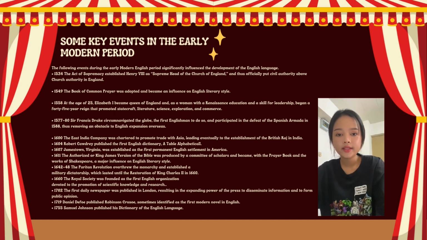1702. The first daily newspaper was published in London, resulting in the expanding power of the press to disseminate information and to form public opinion. In 1719, Daniel Defoe published Robinson Crusoe, sometimes identified as the first modern novel in English. In 1755, Samuel Johnson published his Dictionary of the English Language.